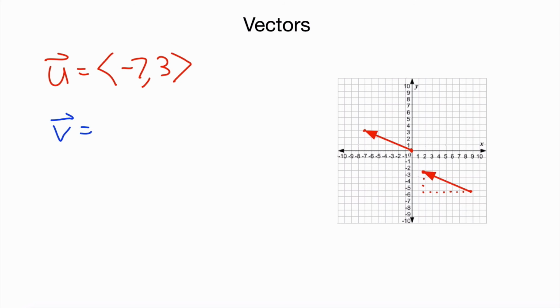Now we want to look at vector v, which has a horizontal component of 2 and a vertical component of 6. Once again, this vector can be moved around. I happen to have it start at the end of vector u.